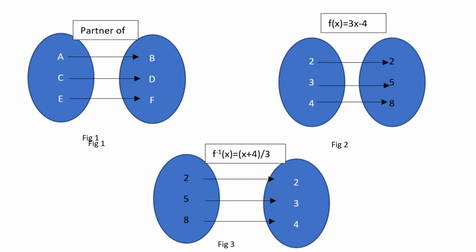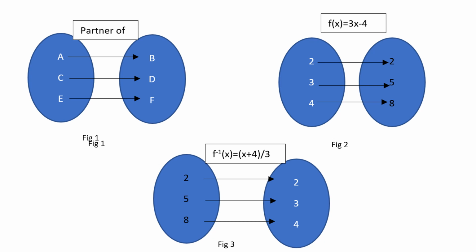Suppose instead of using partner of relation, I am defining father of relation. Or suppose I am saying that A is the father of B. Then we cannot say that B is the father of A. It cannot be true. If A is the father of B, B cannot be the father of A. So the inverse function does not exist.